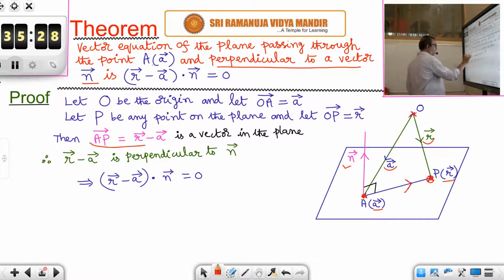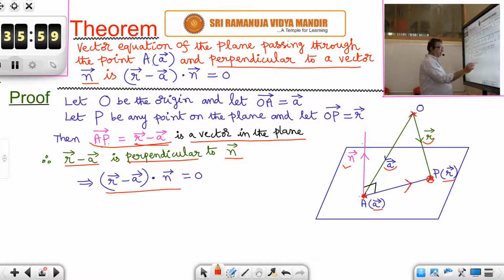AP bar is the position vector of P minus the position vector of A. The position vector of P is r bar, minus the position vector of A, which is a bar: r bar minus a bar. It is a vector completely in the plane. Therefore, it will be perpendicular to n bar, because every vector in the plane is perpendicular to the normal vector. So their dot product will be 0. So (r bar minus a bar) dot n bar equals 0 will be the equation of the plane.